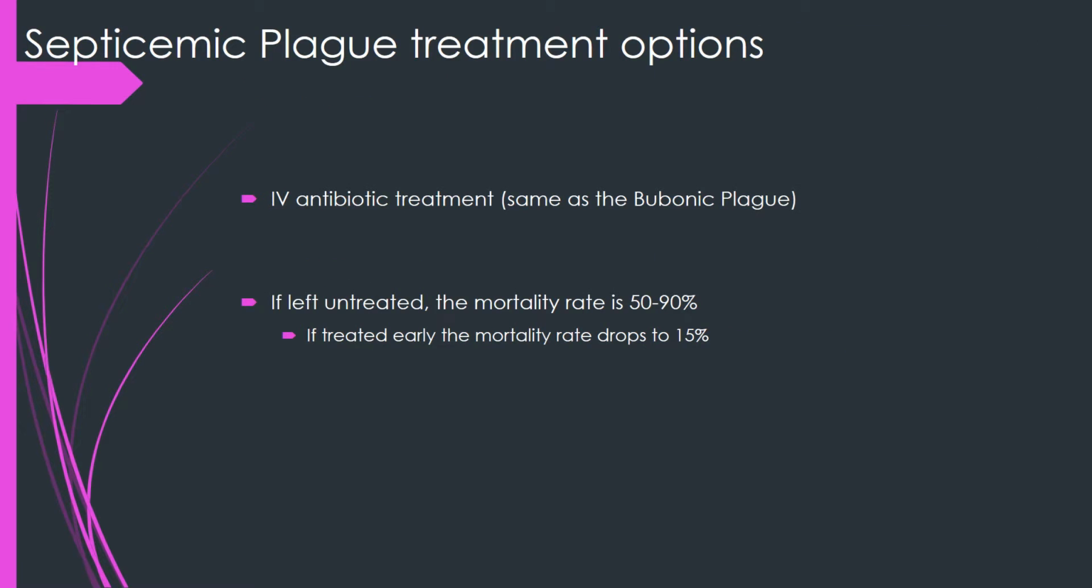The treatment options. It's the same as the bubonic plague. They're going to use IV antibiotic treatment. If this goes left untreated, the mortality rate is really high. It's 50 to 90%. If treated early, that drops to about 15%. So, you know, you need to go get it done right away if it's suspected.